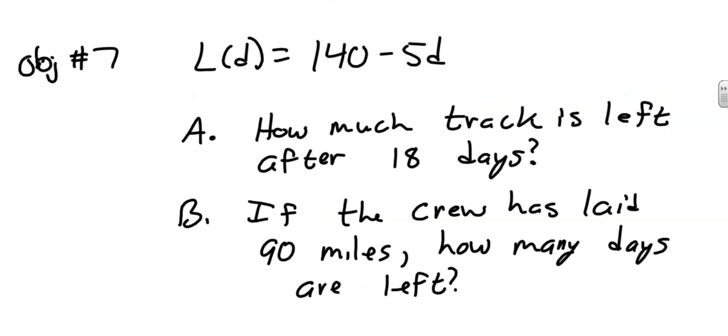Okay, so objective 7, same word problem, but this one they kind of give you some word problem answers and questions with these. So they'll talk about, you've got a railroad track, train, crew, and they're laying this, and they're given this function to know how much they've laid in a day. So they'll tell you, all right, here's what we got. How much track is left after 18 days? So for this one, basically you'll take the 18 and plug it back in.